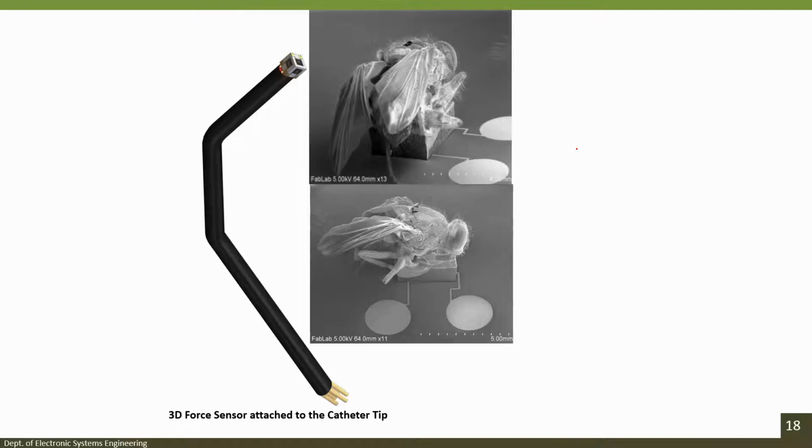So, if you see the slide, what you see here is a house fly. This is a house fly, and the house fly is sitting on the sensor. This is the sensor that we have designed. Now, of course, this is a dead fly and this is a FESEM image.